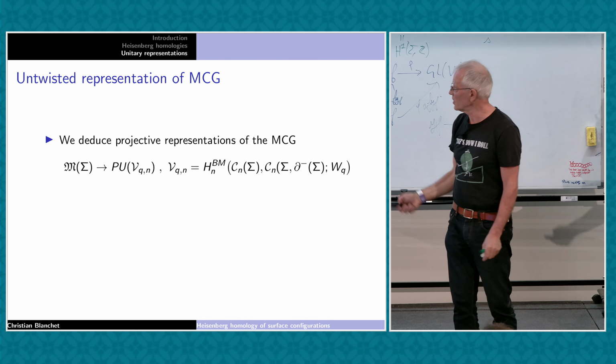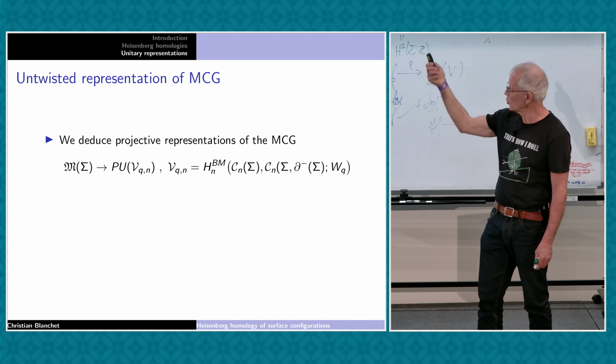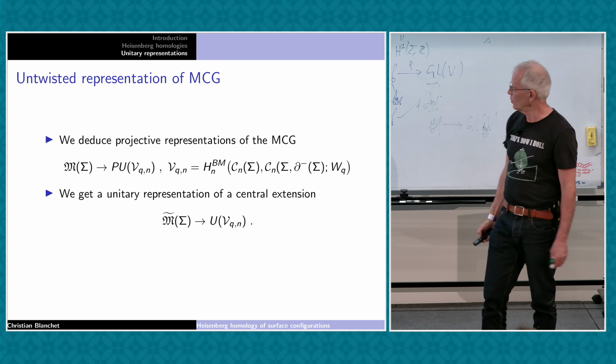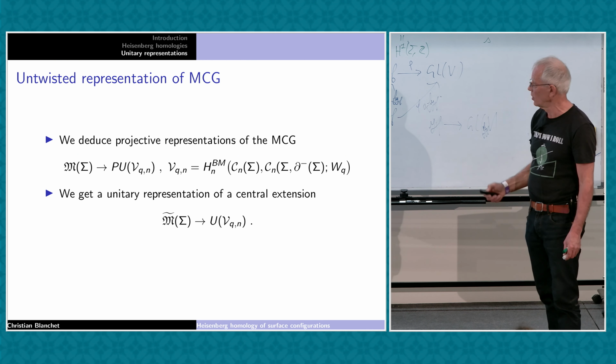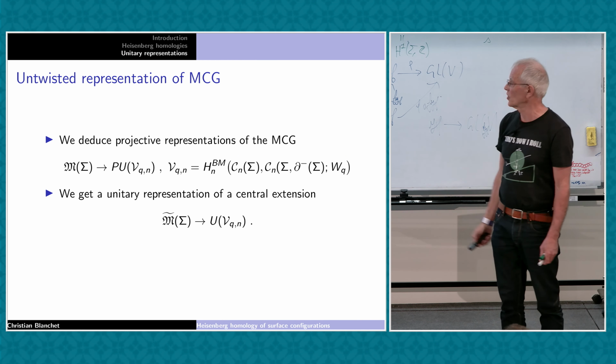And the statement is that we get a projective representation, a unitary projective representation of the mapping class group on those homologies. And if we go to a central extension, we have a native unitary representation of the central extension.